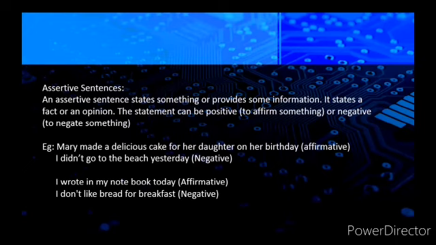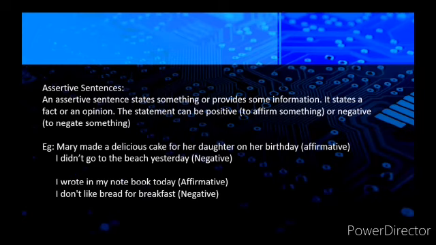The first one is assertive sentences, which are also known as declarative sentences. It states something or provides some information. It states a fact or an opinion. It can be both positive or negative. For example, Mary made a delicious cake for her daughter on her birthday. This is an affirmative sentence or a positive sentence.